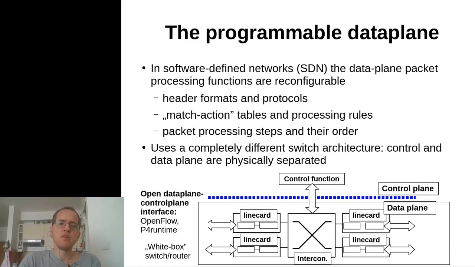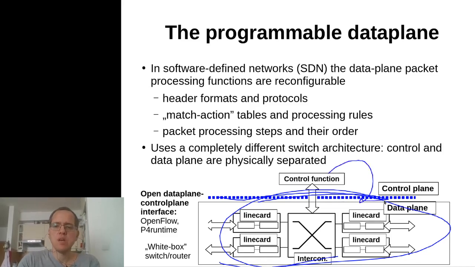This basically pushed vendors towards so-called white box switches, where the data plane and the control plane are separated by a well-defined interface, and the functionality implemented in the data plane can be fully reconfigured, from the header formats and protocols all the way to match action tables and processing rules and the packet processing steps and their orders. So the control plane has all the liberty to implement completely new protocol processing and deploy these on the fly without any need to, say, reboot the router or anything else.